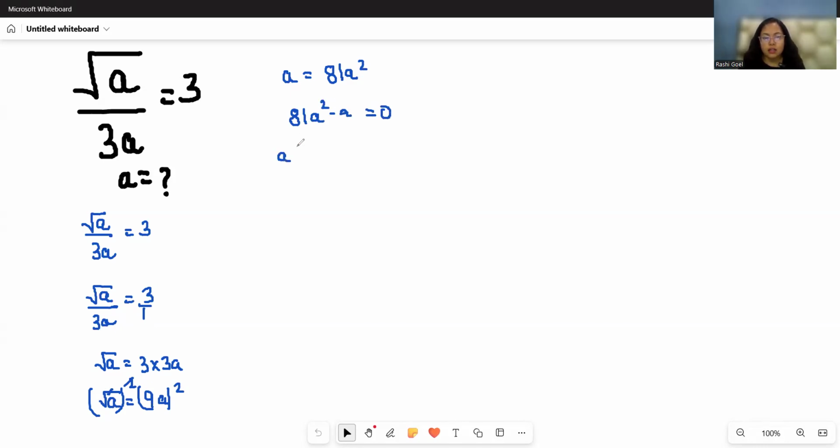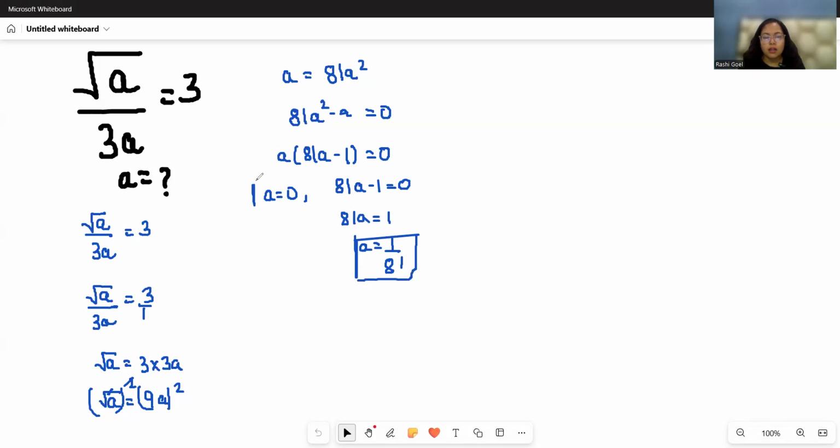Now if I take a as common, 81a − 1 = 0. So from here, first a = 0, then 81a − 1 = 0. So 81a = 1 and a = 1/81. So these are the two values of a. Now method number 2, this was method number 1.